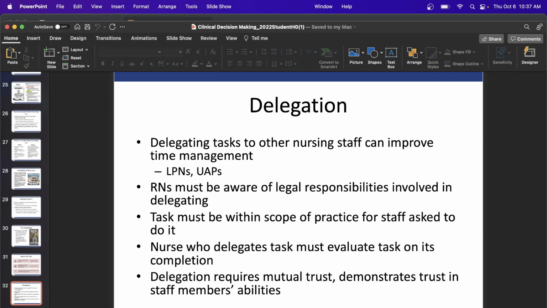Does that make sense? How many of you that are PCAs get that direction and supervision? Hopefully most of you. No? Okay.